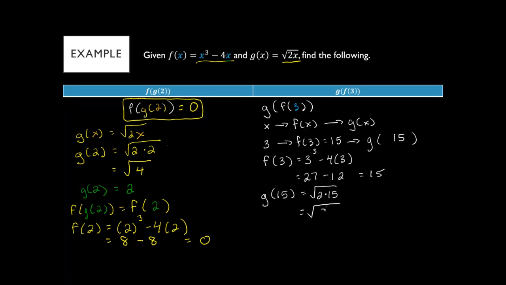And this will give us the square root of 30. And that is a radical that does not simplify. So that is going to be our final answer. The square root of 30.